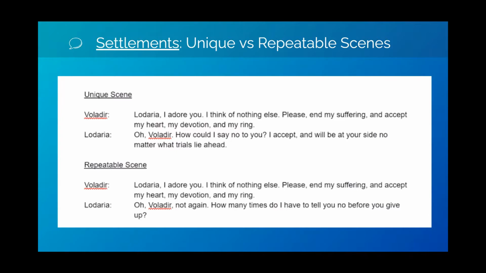So let's look at the unique scene up top. Voladir says, Lodaria, I adore you. I think of nothing else. Please end my suffering and accept my heart, my devotion, and my ring. And she responds, Oh, Voladir, how could I say no to you? I accept and will be at your side no matter what trials lie ahead.